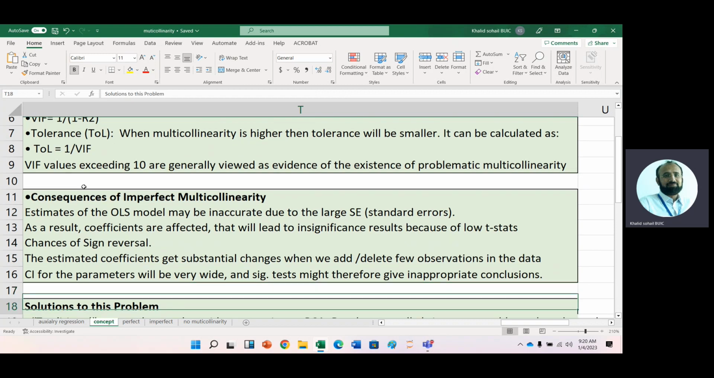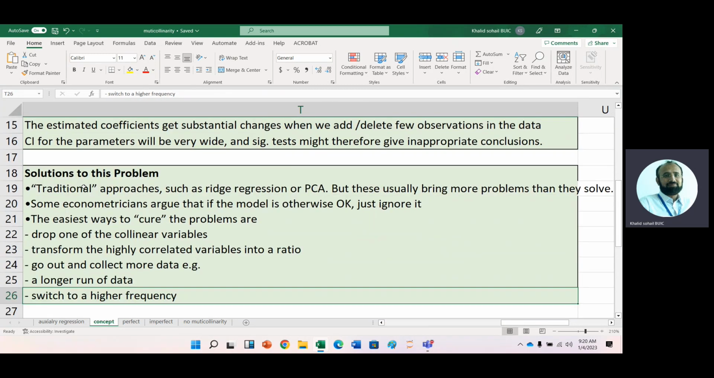So what may be the solution? Here are some solutions that are recommended. Traditional approaches such as ridge regression or principal component analysis can be used, but usually econometricians suggest that these bring more problems than they solve. Some econometricians say that if the model is otherwise okay, just ignore it. Meaning you can go with the multicollinearity as well, but it is the suggestion of some that we should definitely take care of it.